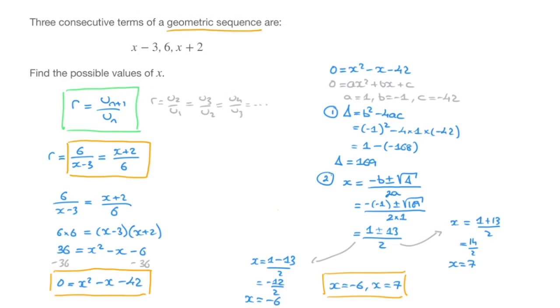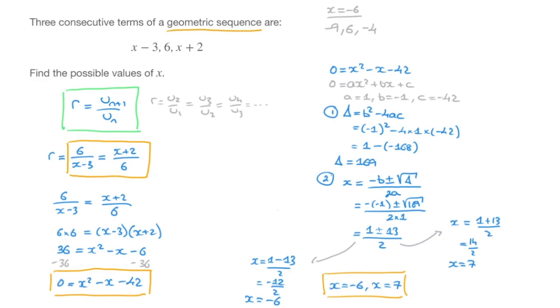But if I were sitting in an exam room, I would like to check that each of these two values of x do indeed lead to a geometric progression. And it takes just a minute, and I'll do that in the upper right-hand corner of the screen here. So let's see, if x equals negative 6, then these three terms would become negative 6 minus 3, so that would be negative 9. The middle term would still be 6, and the third term would be negative 6 plus 2, so that would be negative 4.